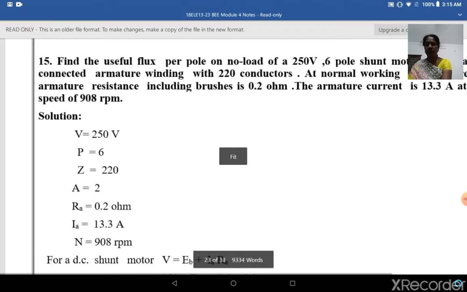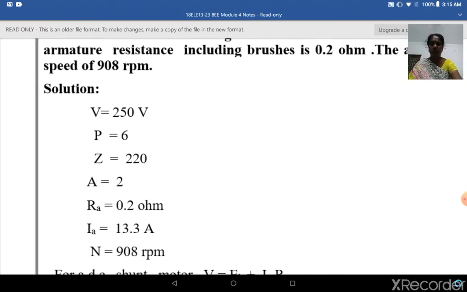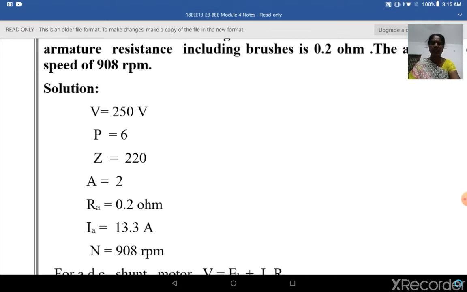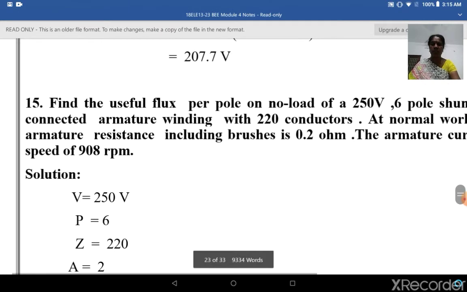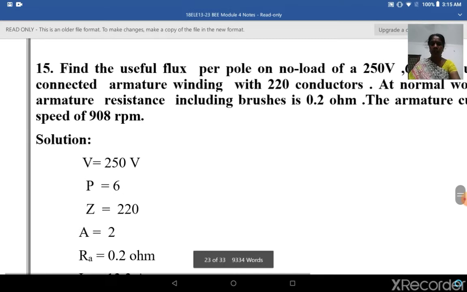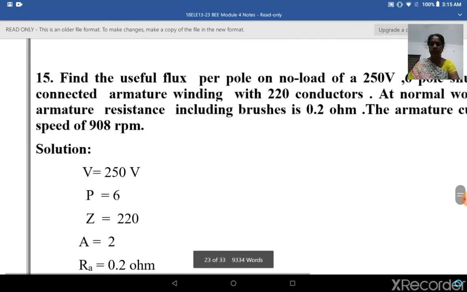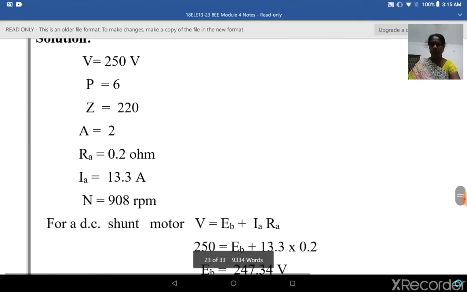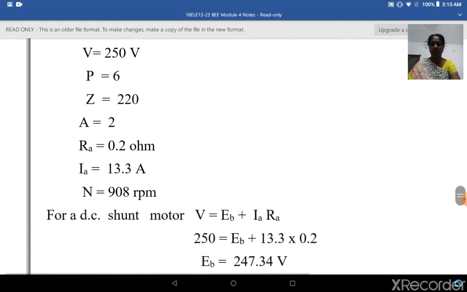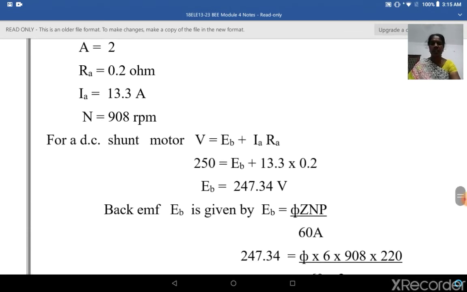Solution. V is equal to 250 volts, number of poles is 6, number of conductors Z is equal to 220. All this is the given data. A is equal to 2, Ra is equal to 0.2 ohms, Ia is equal to 13.3 amps, N is equal to 908 rpm.